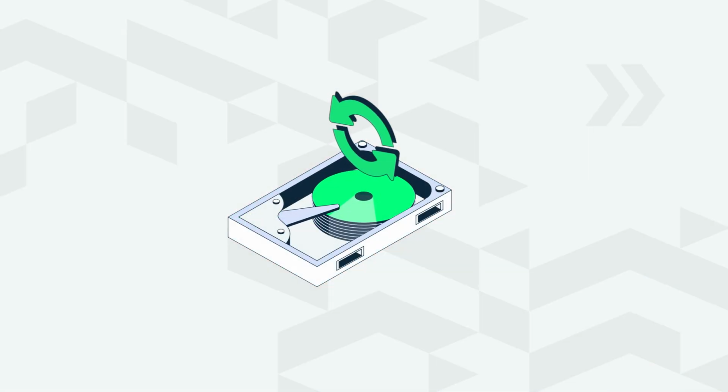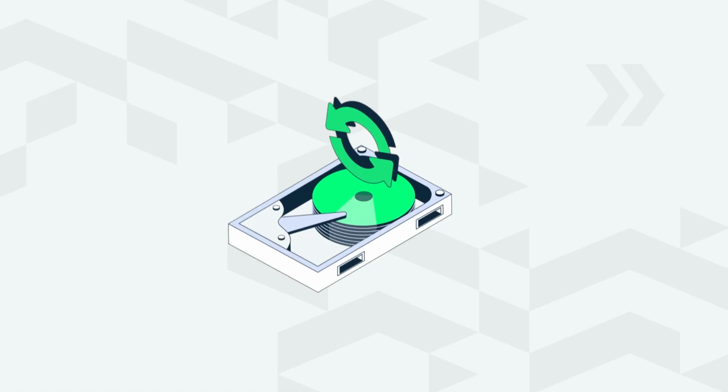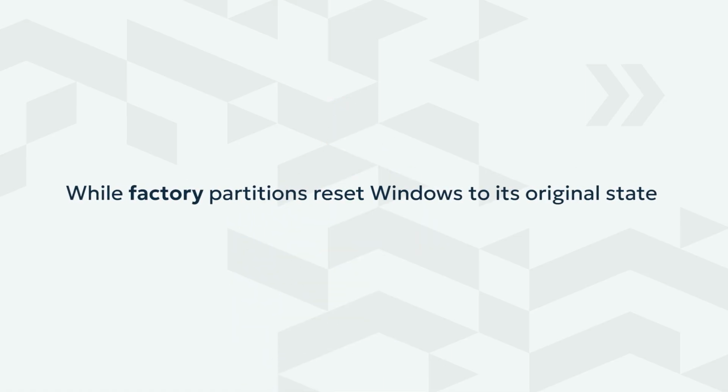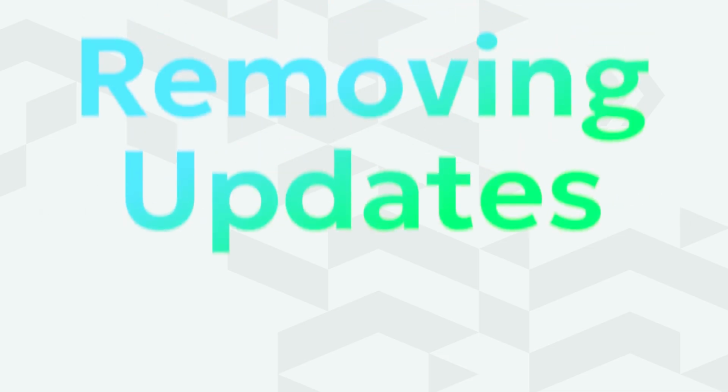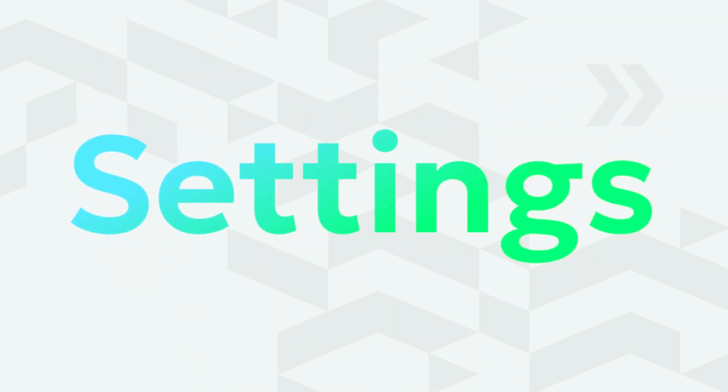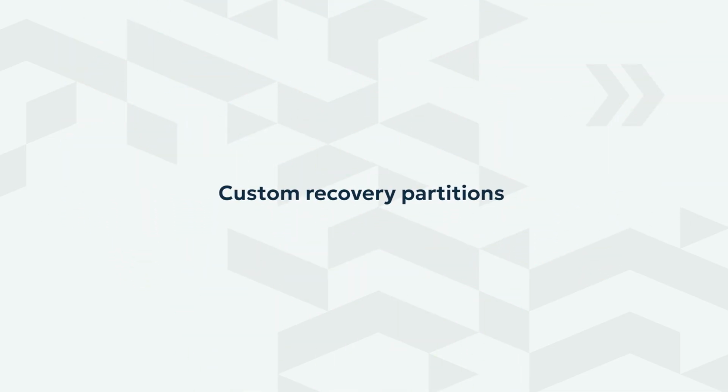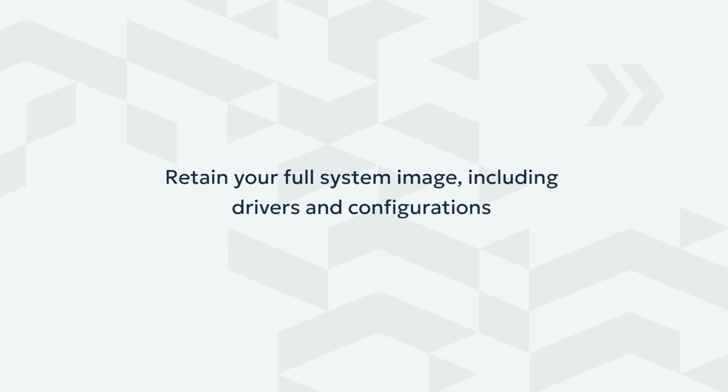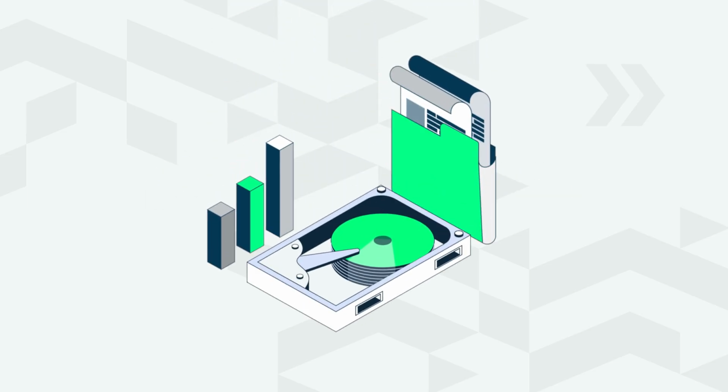What is a recovery partition? A recovery partition stores system recovery files on the drive, enabling restoration without external media. While factory partitions reset Windows to its original state, removing updates, apps, and settings, custom recovery partitions retain your full system image, including drivers and configurations.